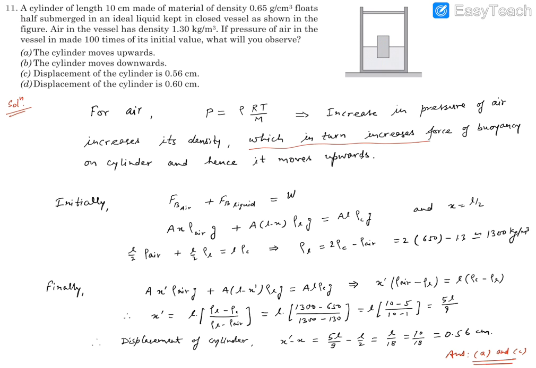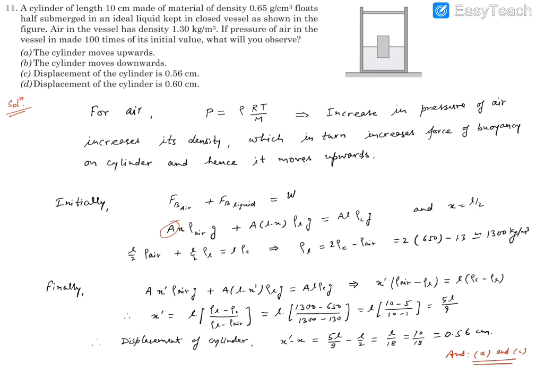So the increased air density increases the force of buoyancy on the cylinder due to the air, and this causes the cylinder to go up. So the cylinder moves in the upward direction. Now we need to find by what amount it moves. Initially we can have a force balance: buoyancy of air plus buoyancy of liquid is equal to the weight. Let X be the length in the air. It's given half submerged, so X is equal to L by 2.